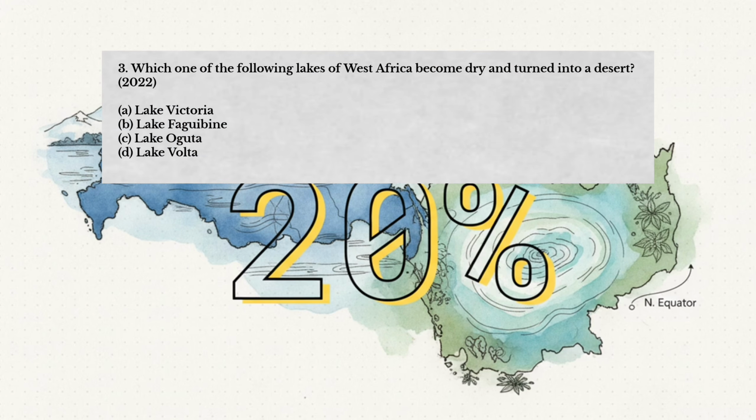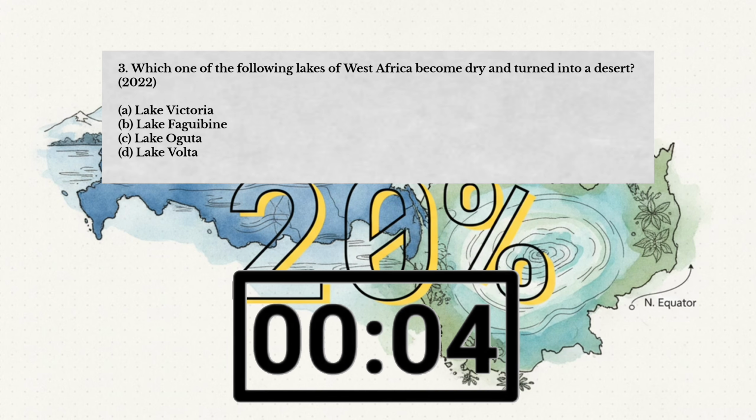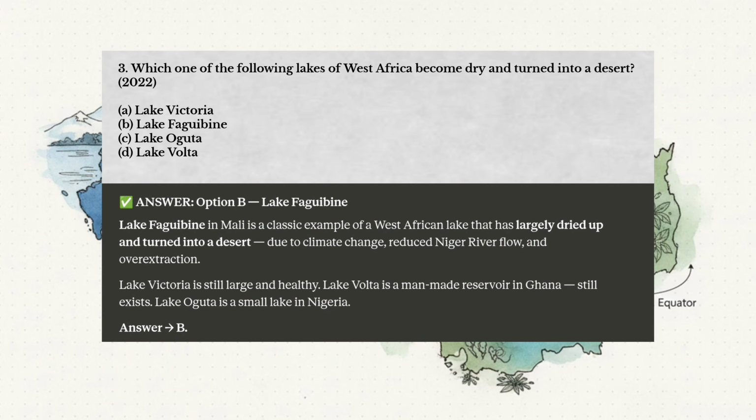Question 3. UPSC Prelims 2022. Which one of the following lakes of West Africa has become dry and turned into a desert? Option A, Lake Victoria. Option B, Lake Faguebine. Option C, Lake Oguta. Option D, Lake Volta. Pause 5 seconds. Answer: Option B, Lake Faguebine.